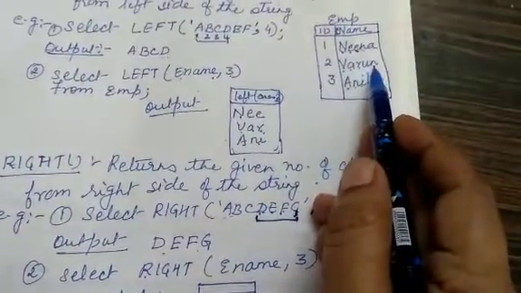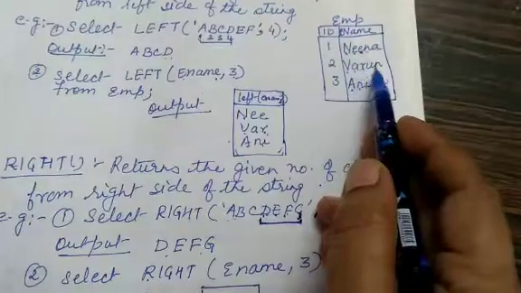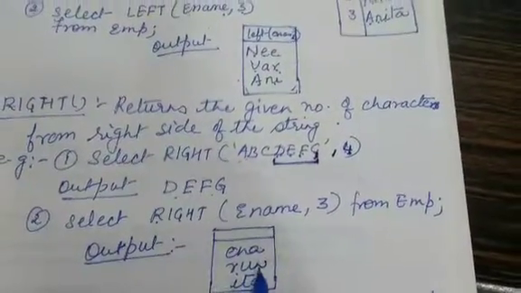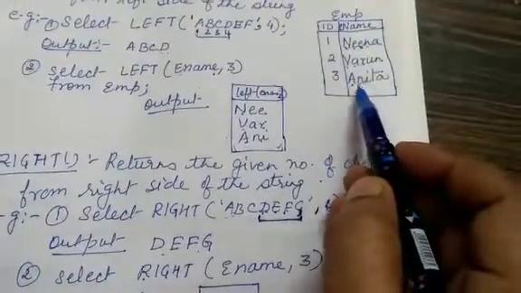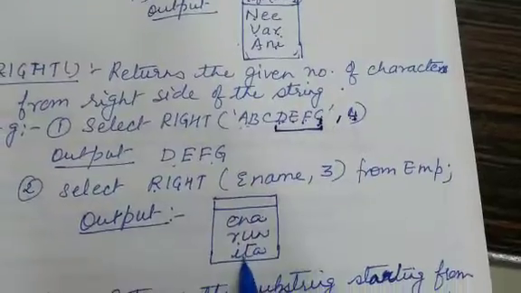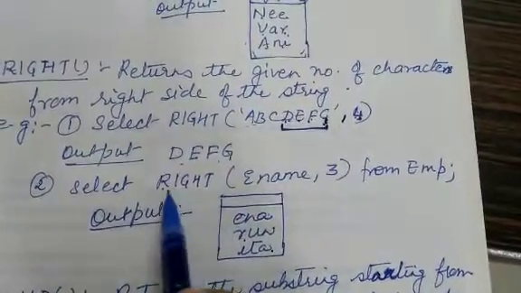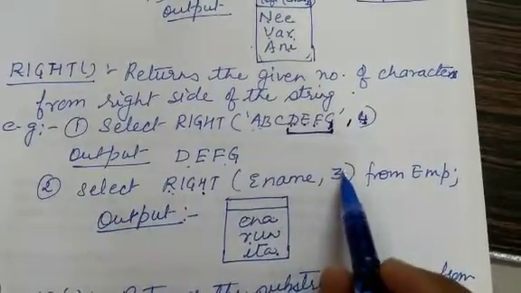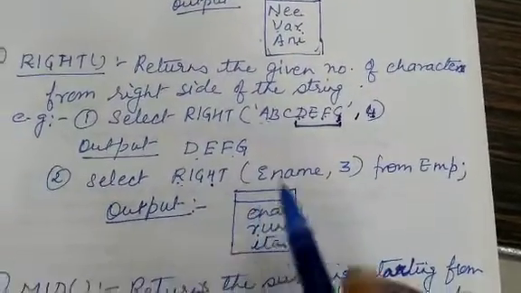Similarly, the next name, 1, 2, 3. So RUN. So here the output will be RUN. Now the last one, Anita. So ITA, the last 3 characters. So the output will be ITA. So this is how the RIGHT function works. It extracts the given number of characters from the right-hand side of the string.